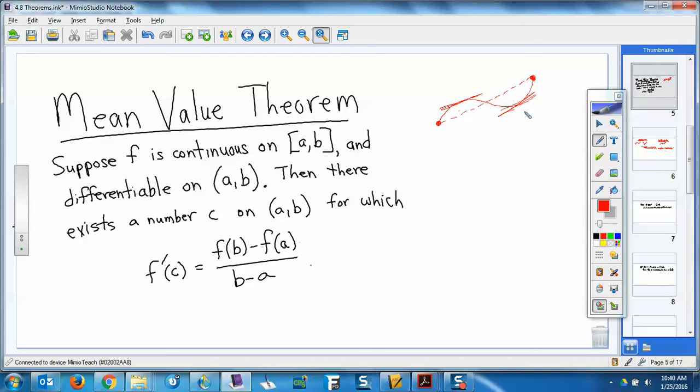Think of it this way. If I drive from here on Highway 30 to Grand Island, and I average 60 miles an hour, what would this be saying? At some point in time, you had to be going 60 miles an hour. Does that make sense? If you average 60 miles an hour between here and here, at some point you had to be going 60.